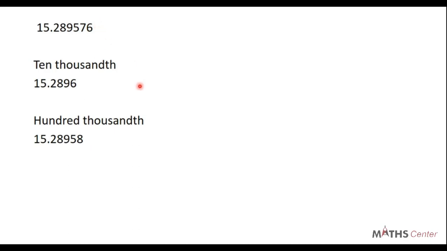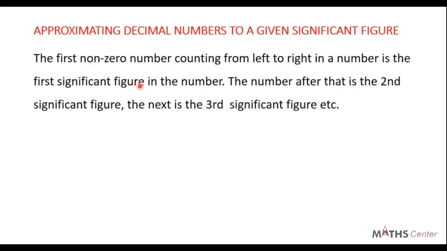Remember that in the previous video, we learned how to use our calculator to round numbers to a given decimal place. So I recommend that you use a calculator to try these examples and see, so that you become conversant with it. Let's look at the next thing that you want to consider: approximating decimals to a given significant figure. Now, how are we going to do that?